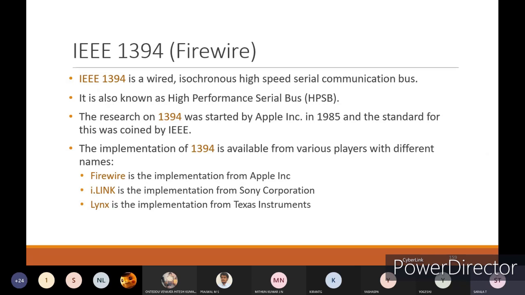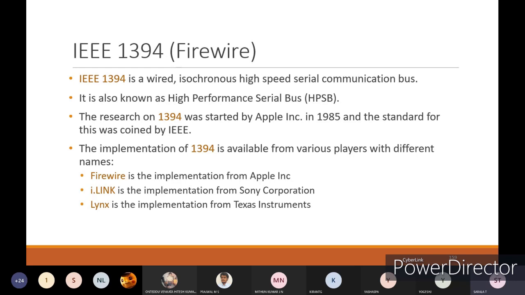IEEE 1394, that is FireWire. IEEE 1394 is a wired isochronous high speed serial communication bus, and it is also known as the high performance serial bus. Whenever we are transferring data from your host device to the external device using the wires, that is using FireWire, then isochronous high speed serial communication bus, as we have discussed in the previous topic, it can be used with respect to the medical devices where you are using real time data transmissions. Okay, and it is also known as a high performance serial bus.